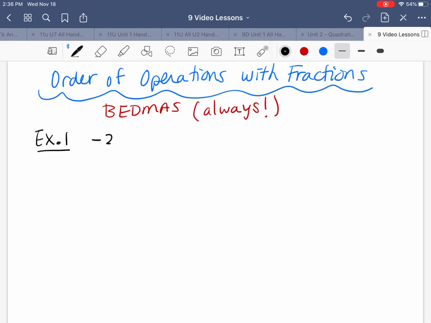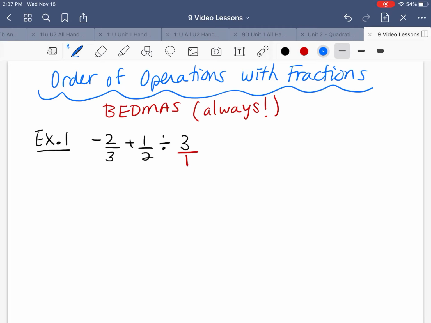So our first example is going to be negative 2/3 plus 1/2 divided by 3. So the first thing we want to do is see the operations we have here. So we have addition and we have division. And the next thing that I'm going to do is I'm going to take that 3 and write it as 3/1.